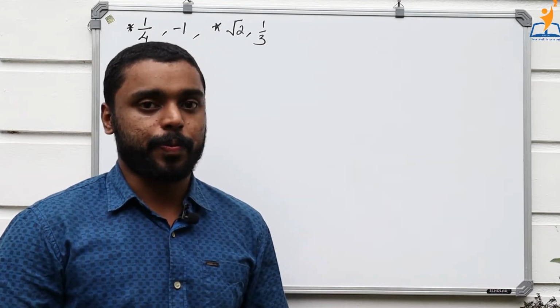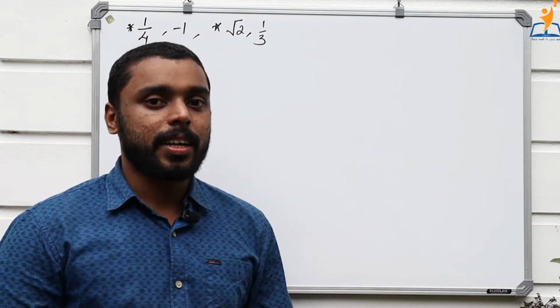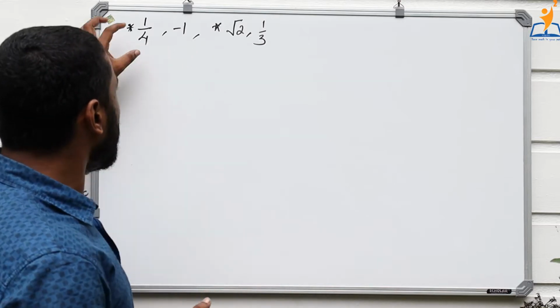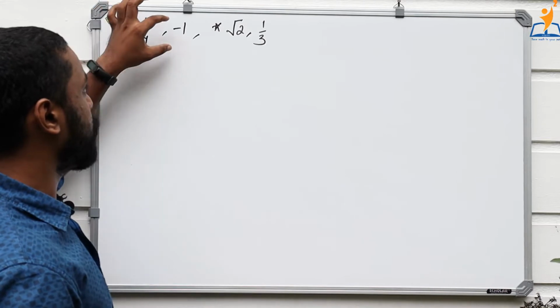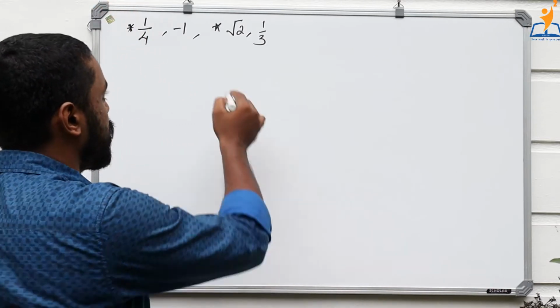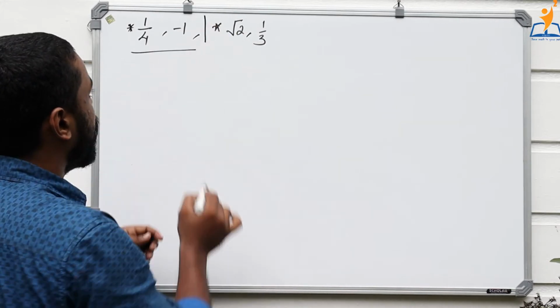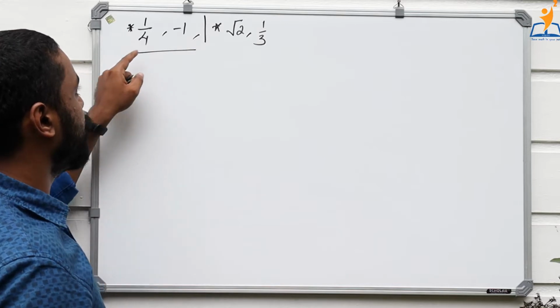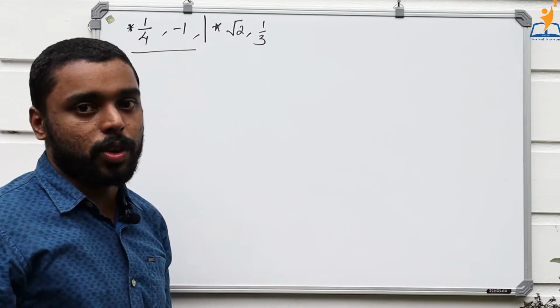The question is: find a quadratic polynomial such that the sum of the zeros is 1/4 and the product of the zeros is -1. So we have to find a quadratic polynomial such that the sum of the zeros is equal to 1/4 and the product of the zeros is equal to -1.